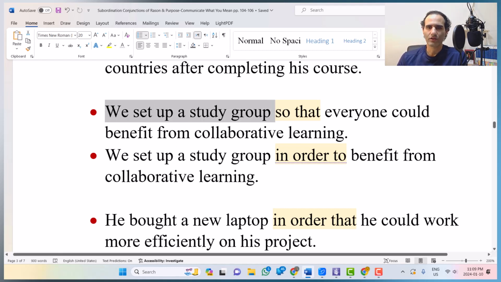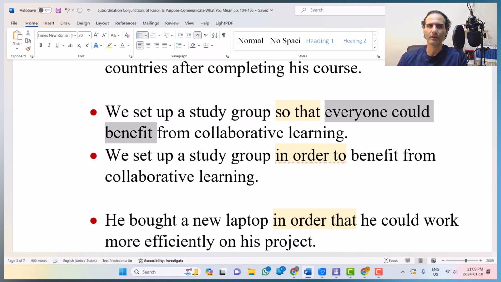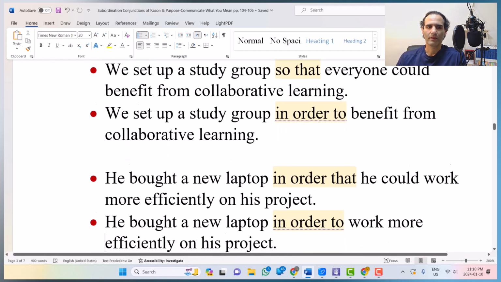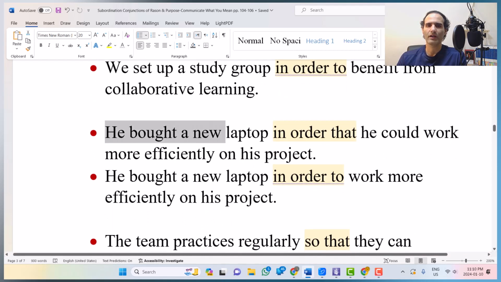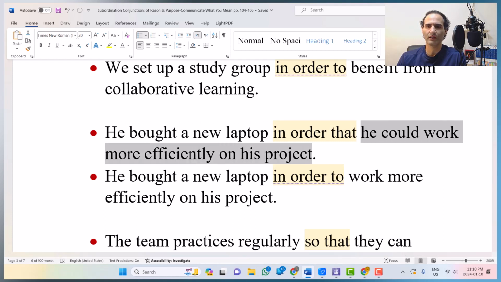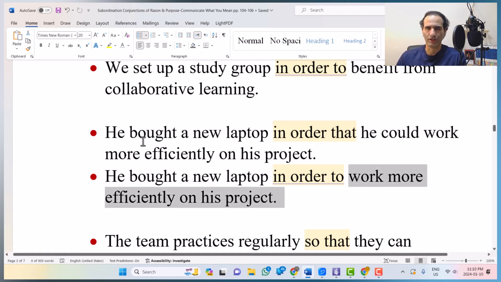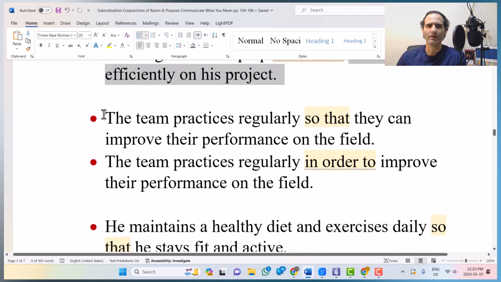We set up a study group so that everyone could benefit from collaborative learning, cooperative learning, independent clause. We set up a study group in order to, verb phrase, benefit from collaborative learning. This one: he bought a new laptop in order that he could work more efficiently on his project. He bought a new laptop in order to work more efficiently on his project. Got it? Some other examples.